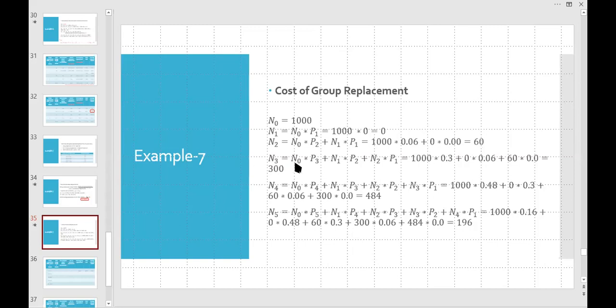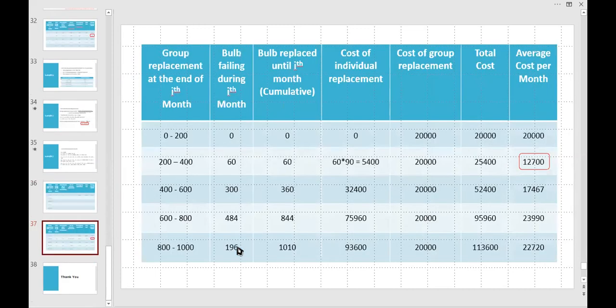Third is N0 P3, N1 P2, N2 P1. Likewise, you can calculate the number of components which are going to fail. Within the first month, 0 components fail. In the second month, 60 components fail. In the third month, 300 components fail. In the fourth month, 484 components fail. And in the last month, only 196 components fail. So we just have to put down those values here: 0, 60, 300, 484 and 196.